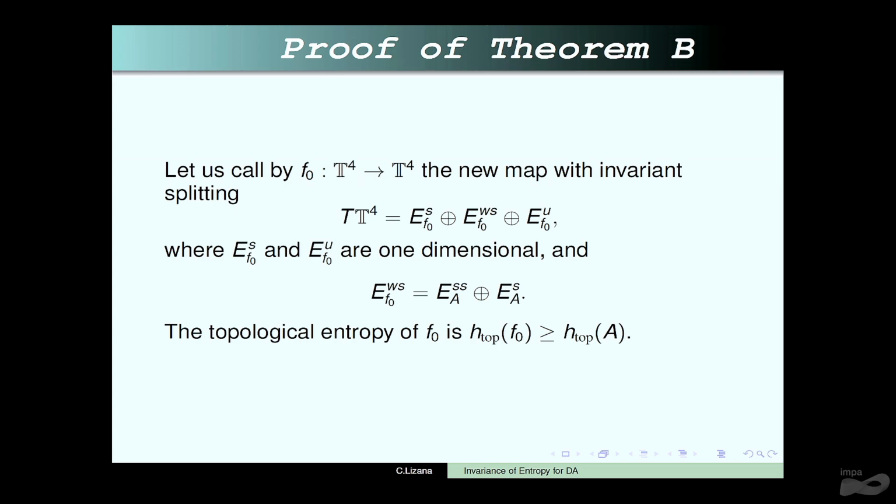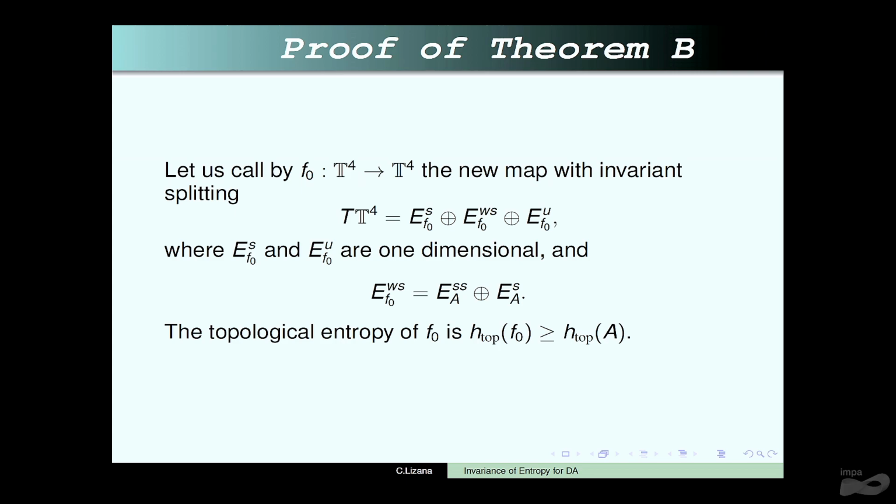It's partially hyperbolic. Here, the center bundle is two-dimensional, and you cannot decompose. The stable and unstable bundles are both one-dimensional. Okay? And since it is isotopic to the initial, you easily have that the entropy is larger or equal to the initial. Okay?